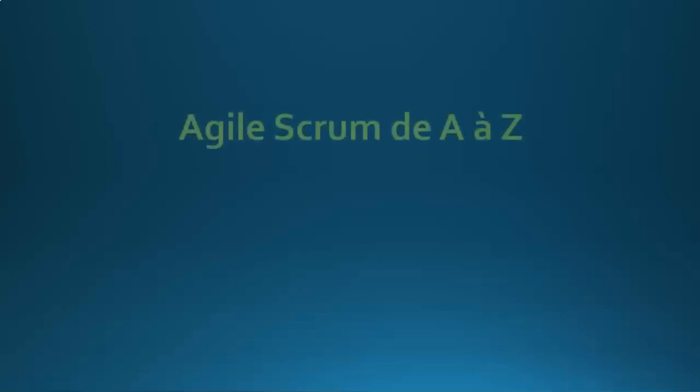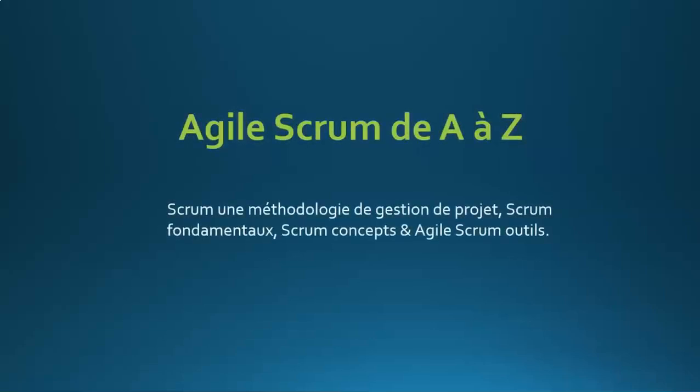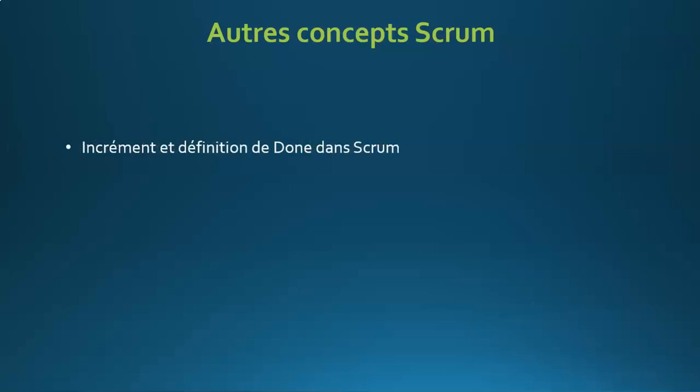Welcome back to this series of videos on the Agile Scrum method from A to Z. Today we are going to talk more specifically about the chapter Other Scrum Concepts. We will start by looking at the increments and the definition of done in Scrum. Then we will see the MVP and the things that help Scrum teams to succeed.